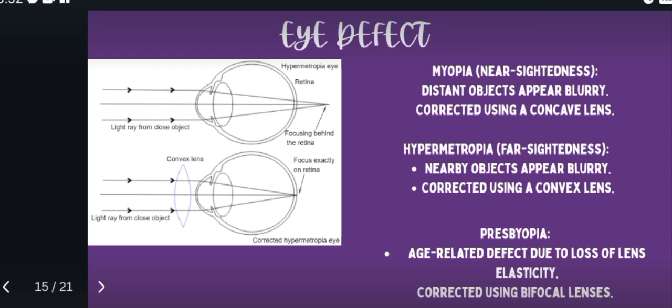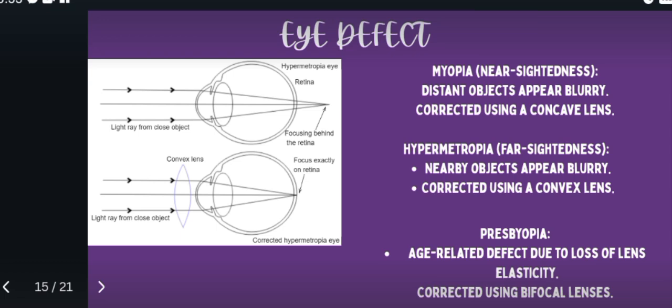So presbyopia is an age-related defect due to loss of lens elasticity. Due to their age, the eye's elasticity will be lost. So that's why they cannot see the object clearly. It will be corrected using bifocal lenses.